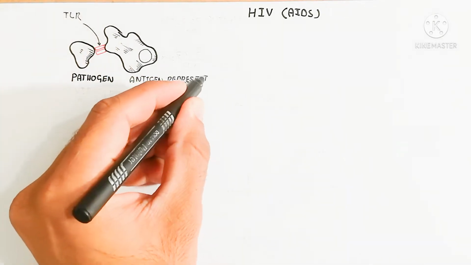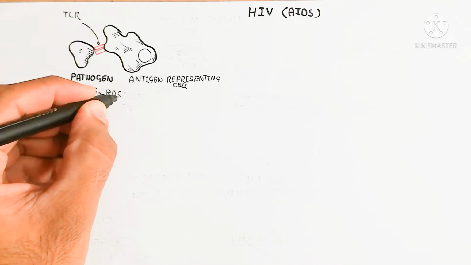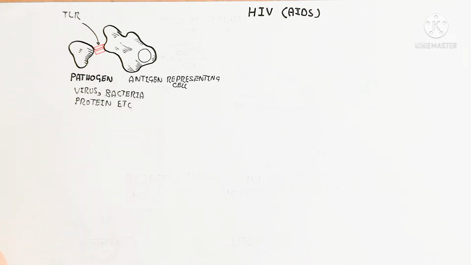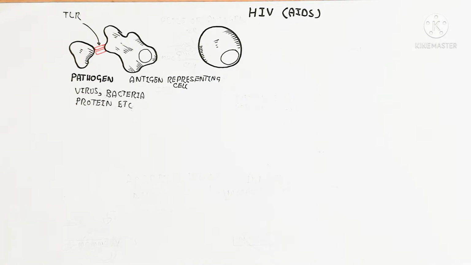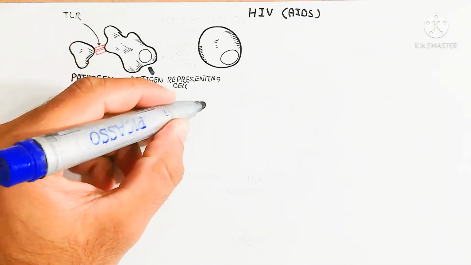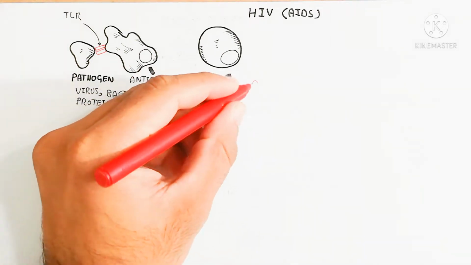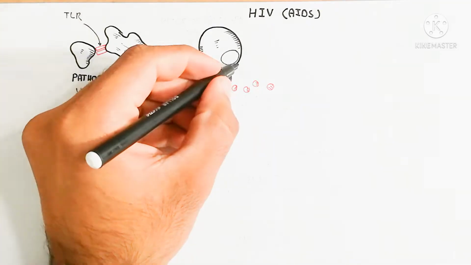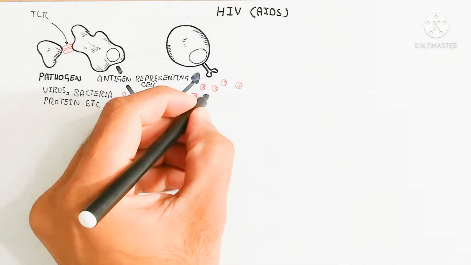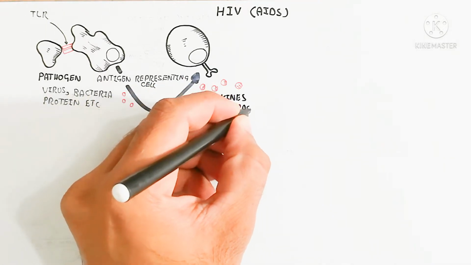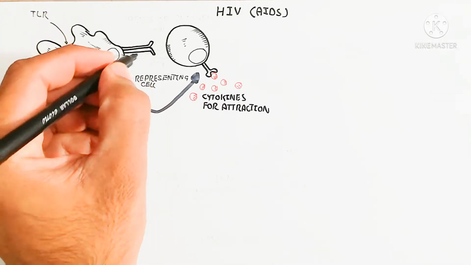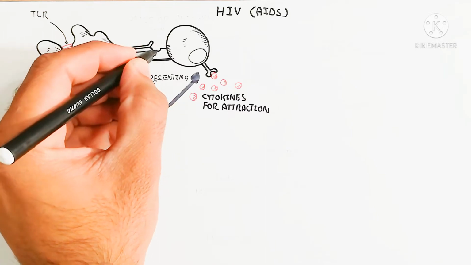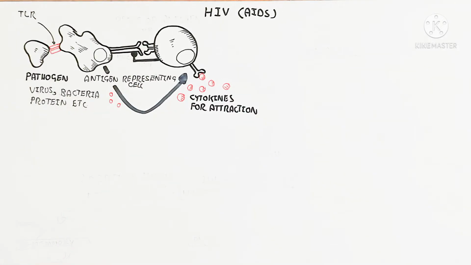Here the antigen-presenting cell recognizes the pathogen through the toll-like receptor, and the pathogen can be a virus, bacteria, or protein. After the recognition, it will bind with the MHC class 1 molecule, the CD4 receptor and the T cell receptor, and the CD4 molecule will recognize the antigen by the antigen presentation.